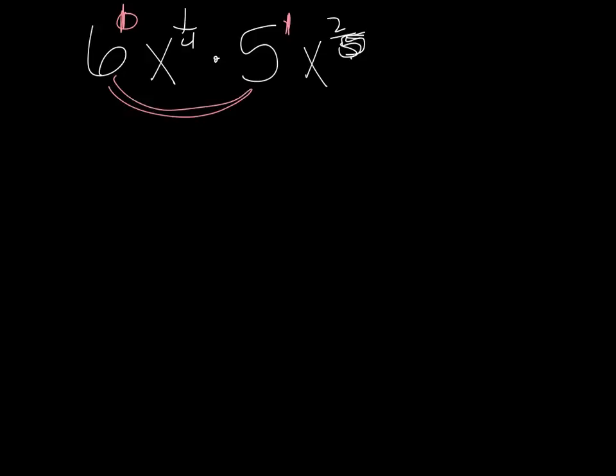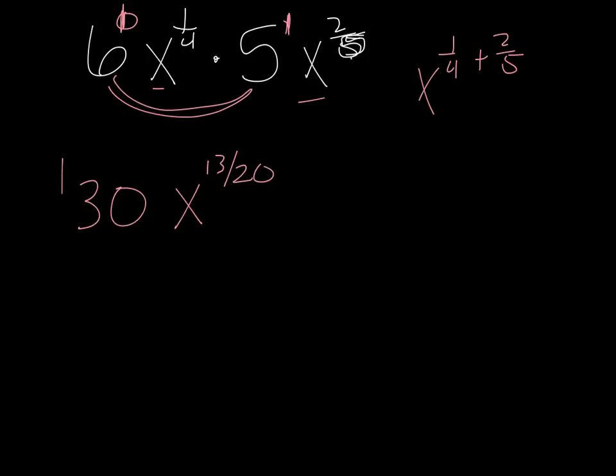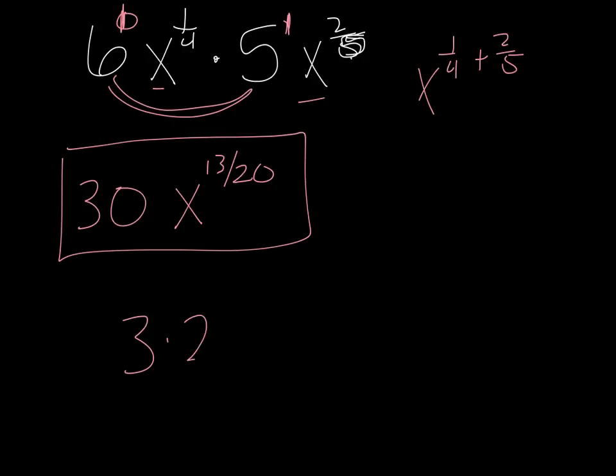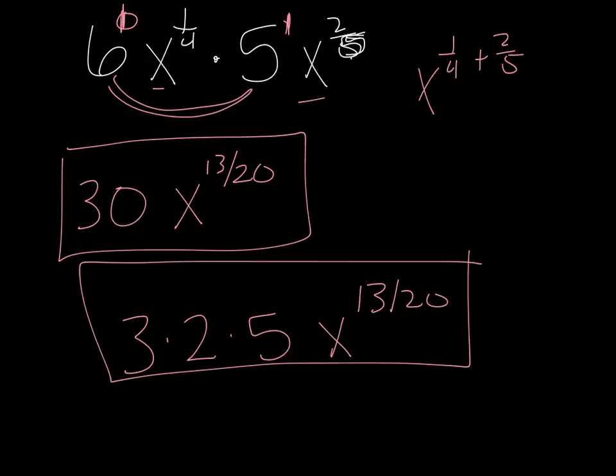So I can do 6 times 5, which gives me 30. And my x's are being multiplied together as well. So I could rewrite my x's to look like 1/4 plus 2/5 because when you have the same base, you have to add your exponents. So then I would have x to the 13/20. You could have this as your answer. I also would not care if you had 3 times 2 times 5, x to the 13/20. Either of these answers would be acceptable.